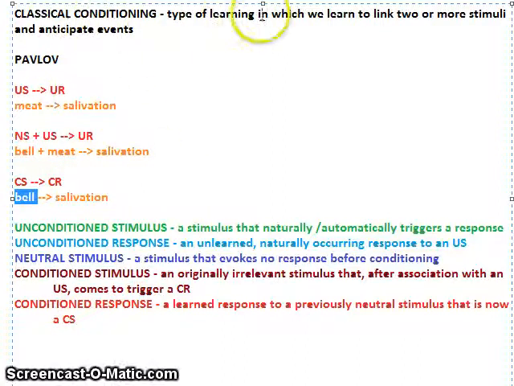And again, classical conditioning, it's learning in which you link two or more stimuli and anticipate events. It's also easy to think about it when contrasting it with operant conditioning, as classical conditioning involves more automatic behaviors like reflexes. Salivation would be an automatic thing. Operant conditioning is only voluntary behaviors.